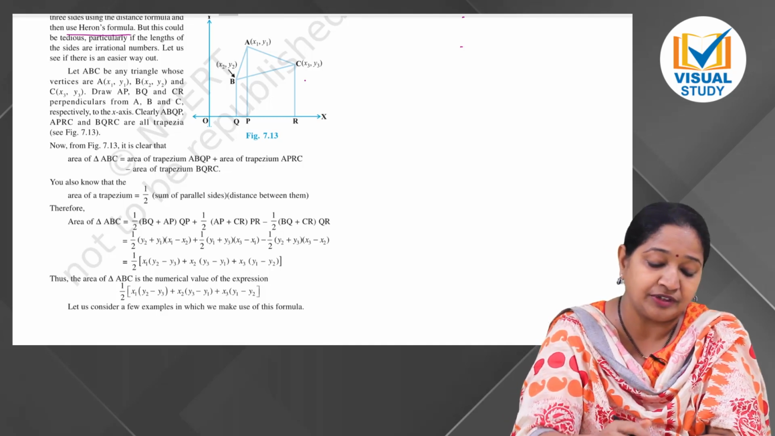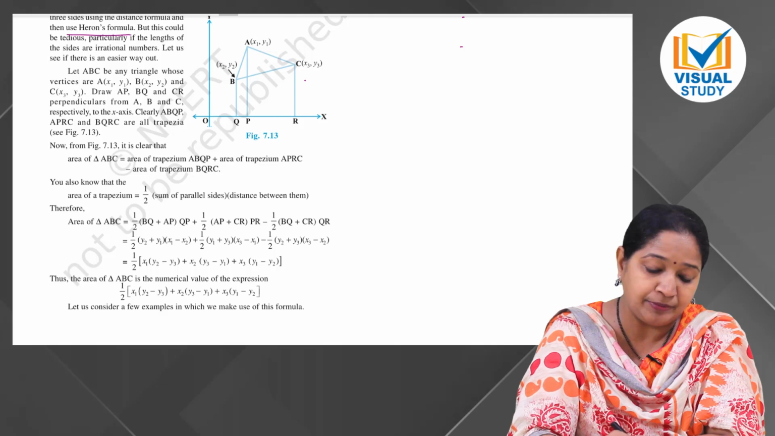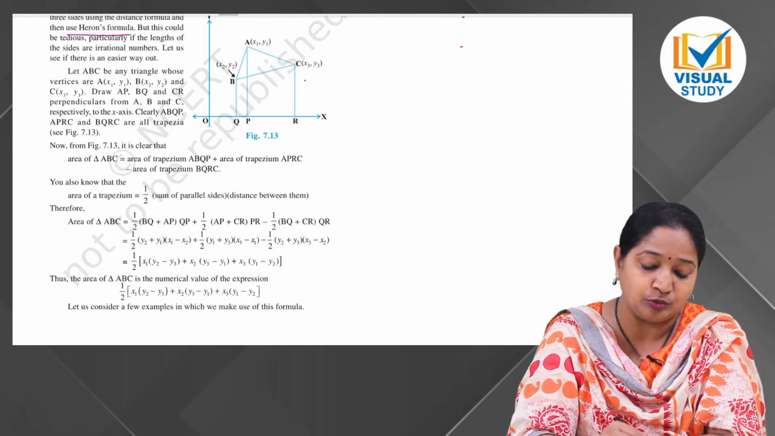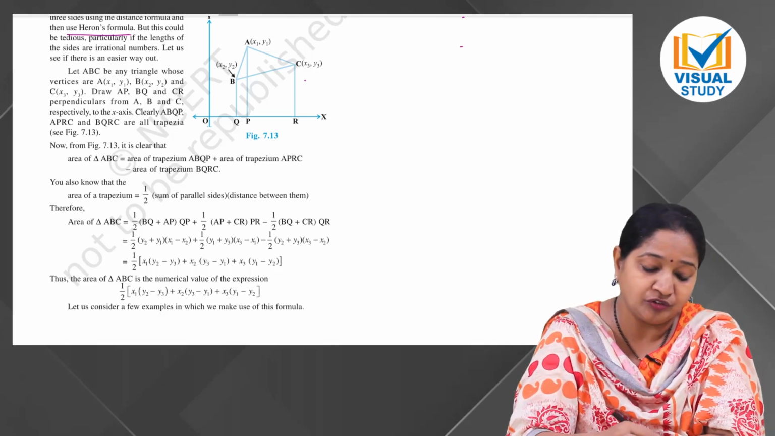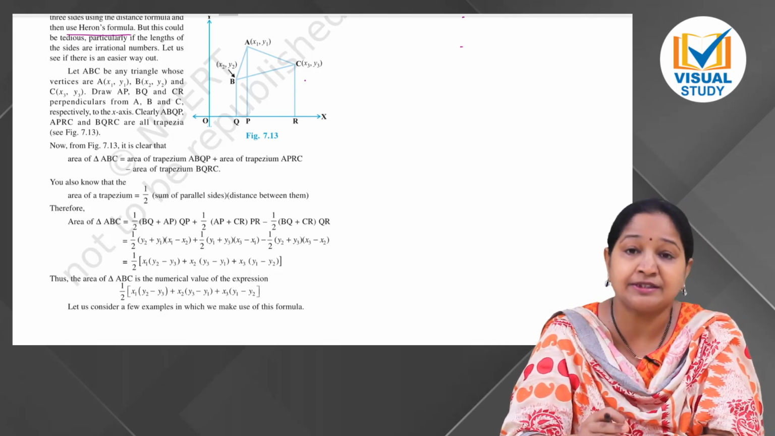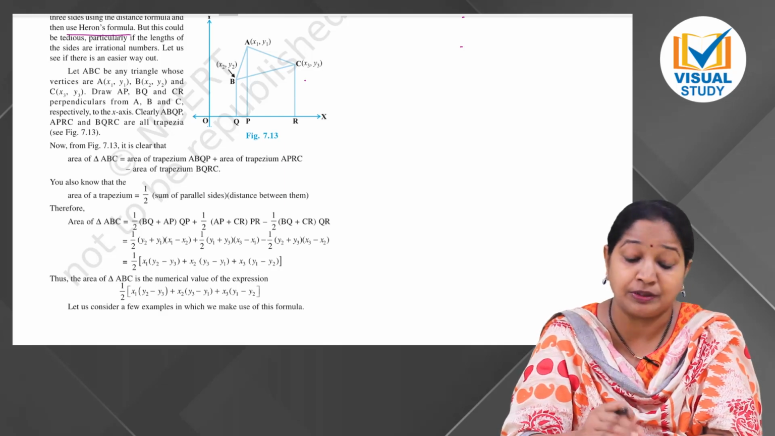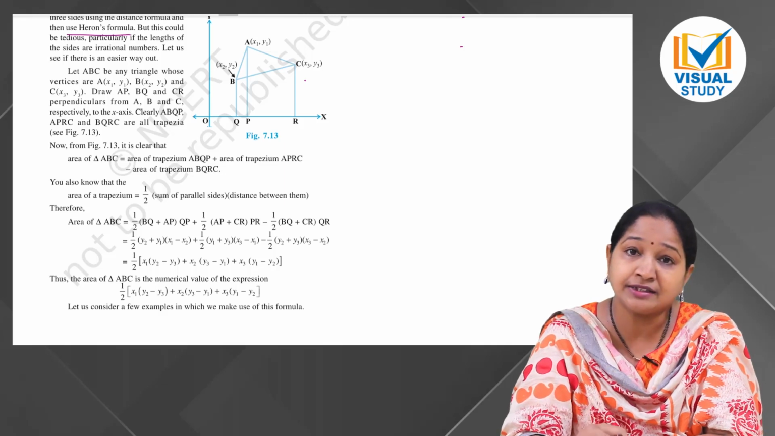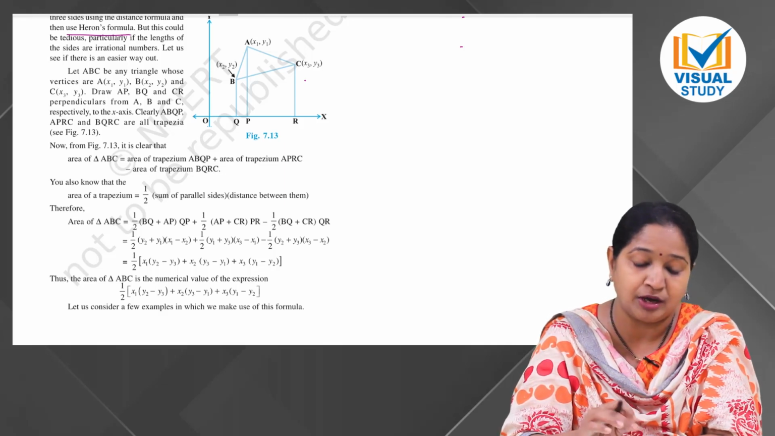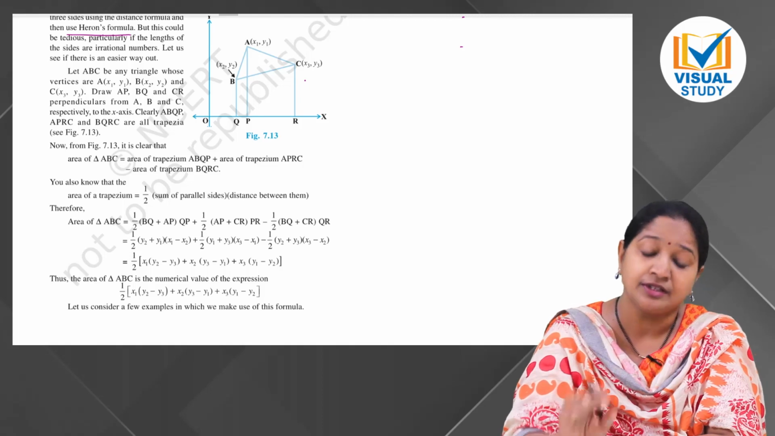From this figure, we can clearly see that ABQP, APRC and BQRC are all trapeziums. So, when you have to find the area of a triangle here, what we have to do is area of trapezium ABQP plus area of trapezium APRC minus area of trapezium BQRC, then you get the area of the triangle.